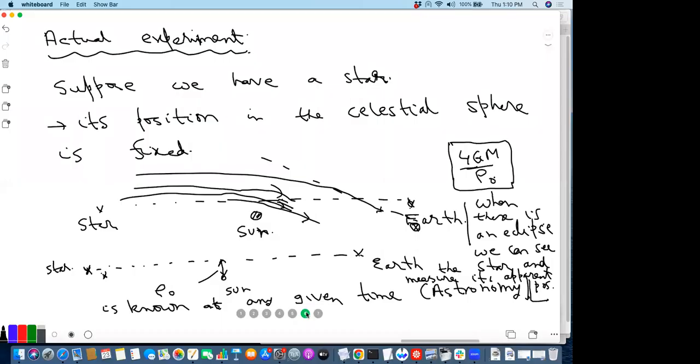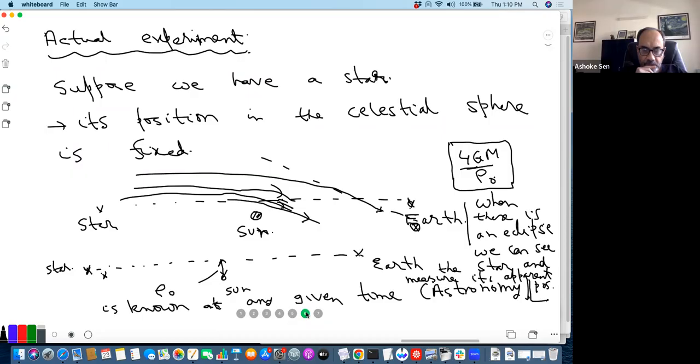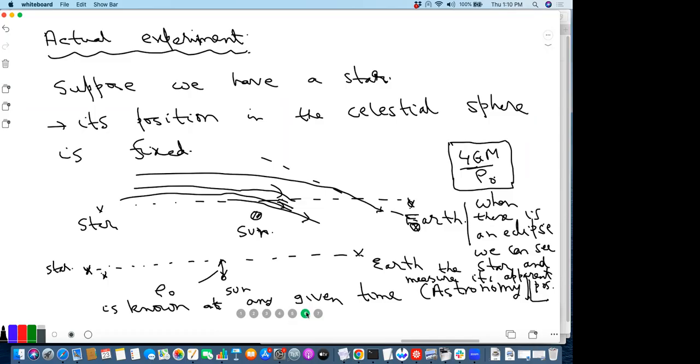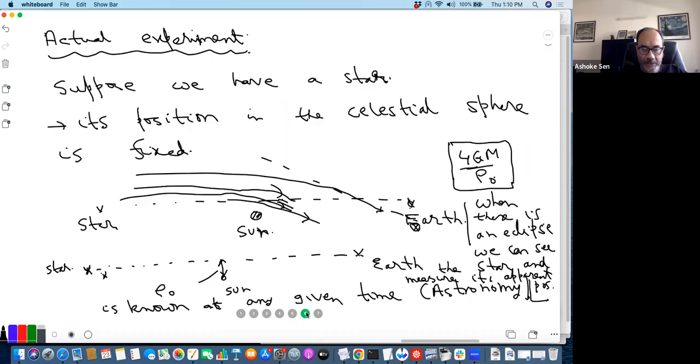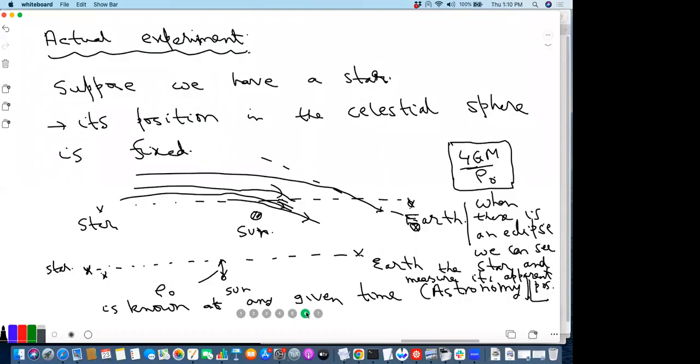Because rho 0 is the distance of the light with respect to the sun, which is measured by the observer on Earth, right? Yes. So we know the distance between the sun and Earth, and the observer will observe the angle at which the light is coming to them. Yes, but the point is, much more than the distance between the sun and the Earth, we know the position of the sun on the celestial sphere at any point in time, right? Okay. That's standard astronomy.